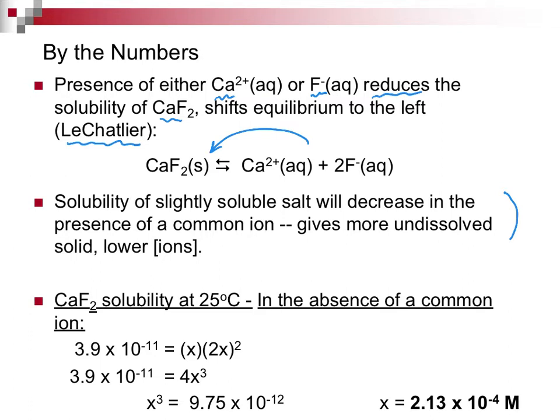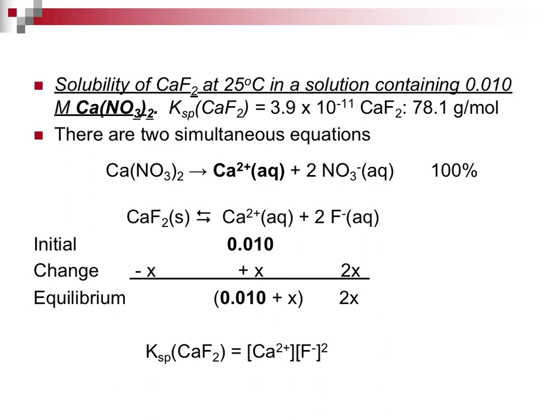Before I actually do the common ion, let's look back at the actual calcium fluoride solubility. The Ksp would be 3.9 times 10 to the minus 11, Ca2+ times F minus squared, and there are the numbers. Let's now add a common ion. Let's put in 0.01 molar calcium nitrate. We have two simultaneous equations in solution. The first one is the 100% dissolution, because it is a strong electrolyte producing the ions. The second is the Ksp expression.